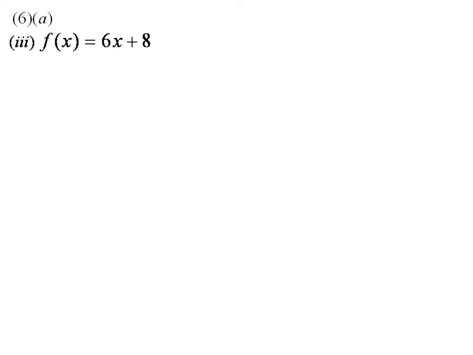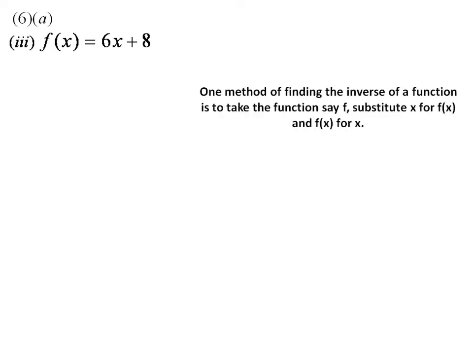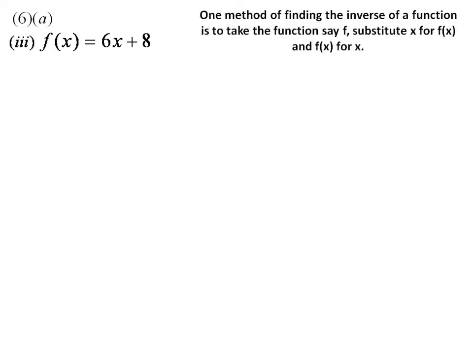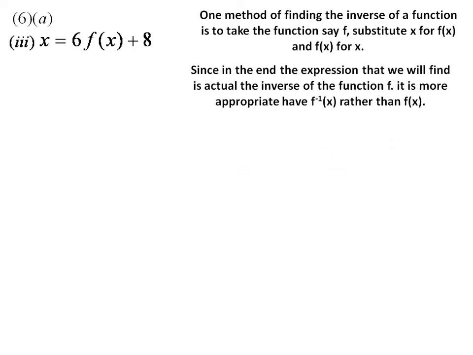F of x is 6x plus 8. One method of finding the inverse of a function is to take the function, say f, and substitute x for f of x and f of x for x. Also, since in the end the expression that we will find is actually the inverse of the function f, it is more appropriate to have f inverse rather than f in the expression.